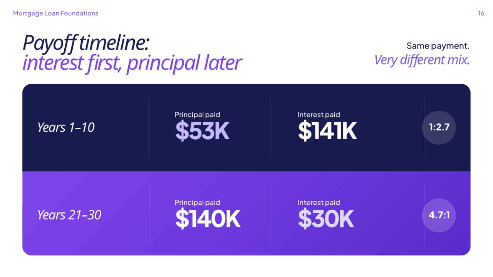Fast forward to years 21 through 30, and the picture changes dramatically. Now, about $140,000 goes towards principal repayment, while only $30,000 is for interest. The ratio flips to approximately 4.7 to 1 in favor of principal. Despite the total payment amount remaining the same throughout the loan term, the mix between principal and interest shifts significantly. Understanding this payoff timeline is crucial because it highlights how your payments gradually build equity over time, with interest being front-loaded and principal increasing toward the end of your mortgage.